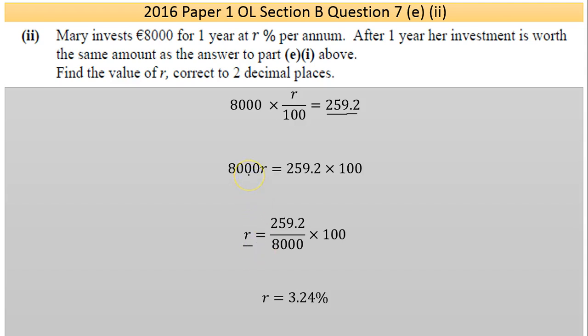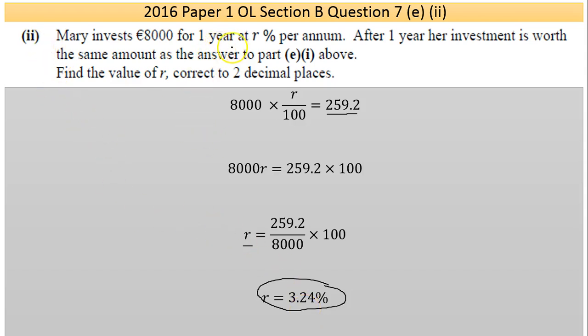To get R on its own, I need to move the 8,000 across. It was multiplied, comes across, now becomes divided. Now it looks kind of messy. I'm almost making it look harder than it is. But I can just put that entire thing through the calculator and go directly to my answer of R equals 3.24, and that's a percentage. You multiply something by 100, that's how you get to a percent. So that's part 2.